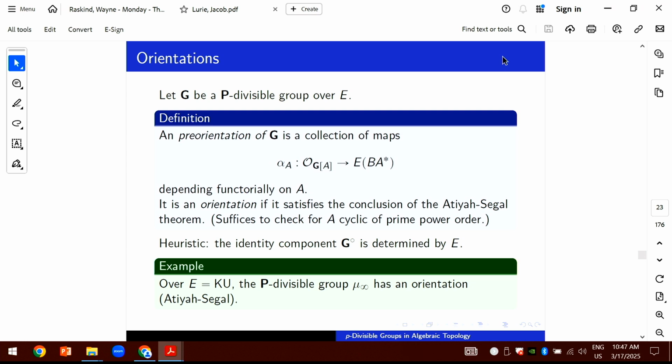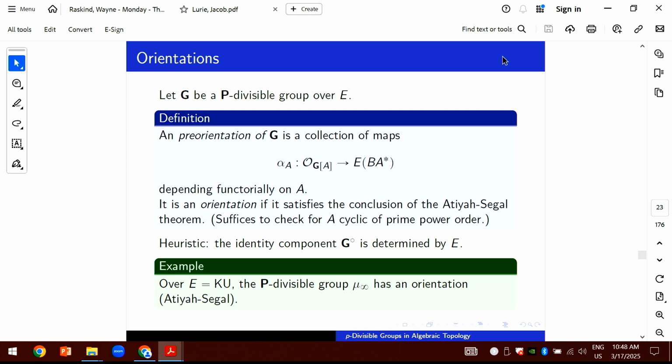And just as an example, I'm giving this definition as an abstraction of what happened on the previous slide. If you look at the p-divisible group mu infinity over K theory, I told you that in this case, O of G sub A can be thought of as the A star equivariant K theory of a point. And the Atiyah-Segal completion theorem tells you exactly that the K theory of the classifying space of the dual group is a completion of that. It's exactly saying that you have an orientation on this p-divisible group over K theory.